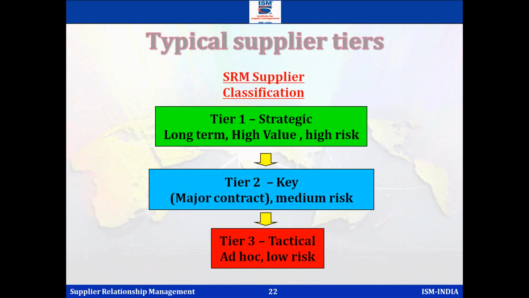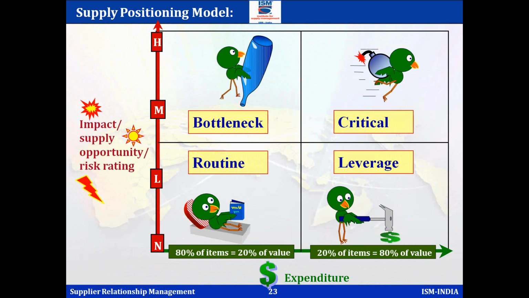So a tier one supplier is where I'm looking at a long-term relationship, high value, high risk. At tier two, I'm looking for a major contract, medium risk. Tier three are the ad hoc ones, low risk. That's what we call it. This is the supply positioning model, which all of you should know. It's based on expenditure and risk.